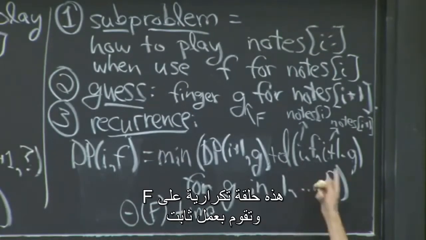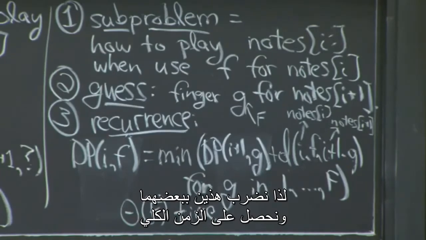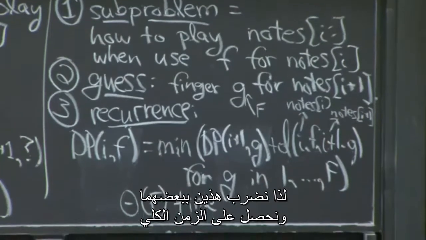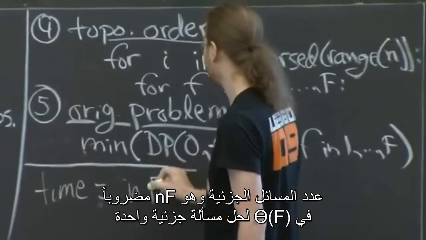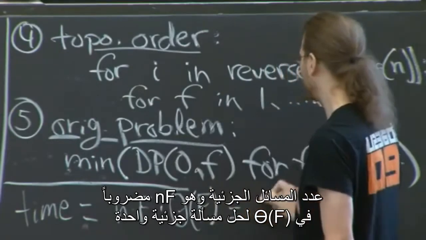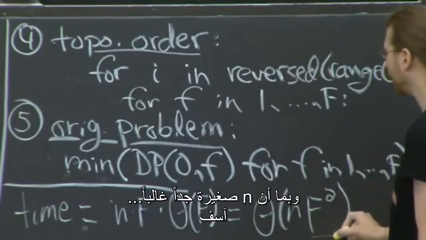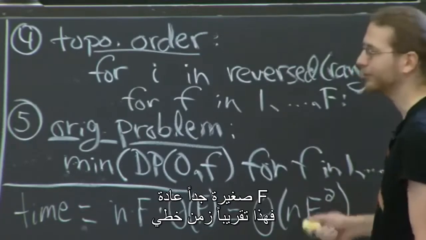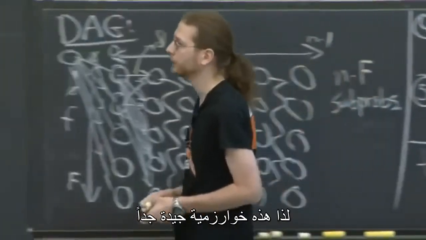Because it's a for loop over f, we're doing constant work, assuming d lookups take constant time. This is theta f time, so we multiply those 2 things together, and we get the total time: number of subproblems, which is n times f, and we multiply by theta f for each subproblem. So this is n f squared. And given that f is usually pretty small, that's almost linear time. So that's a pretty good algorithm.